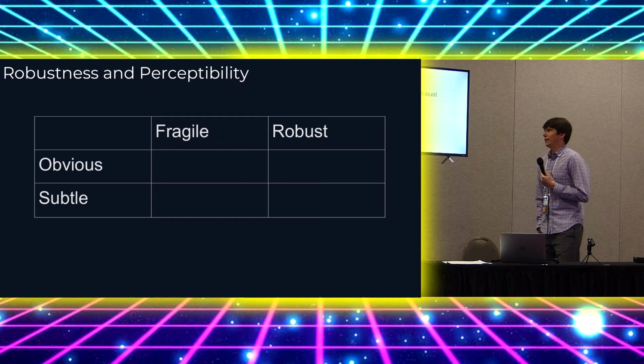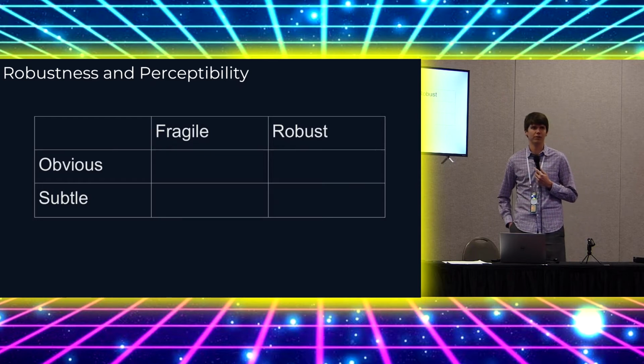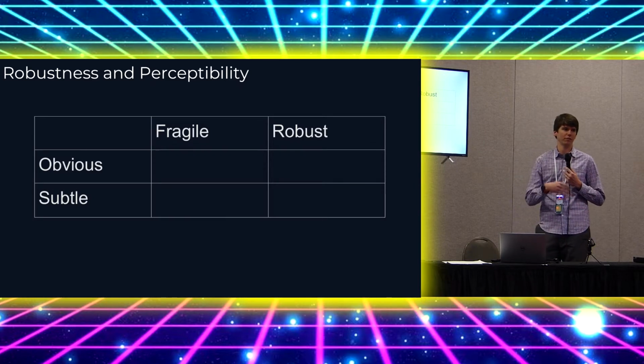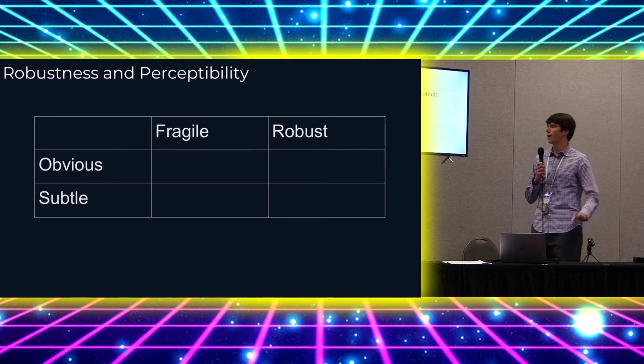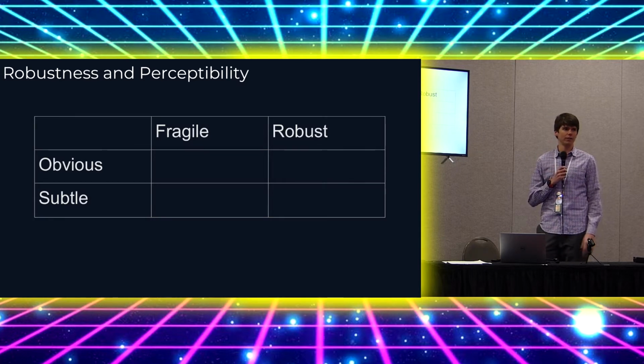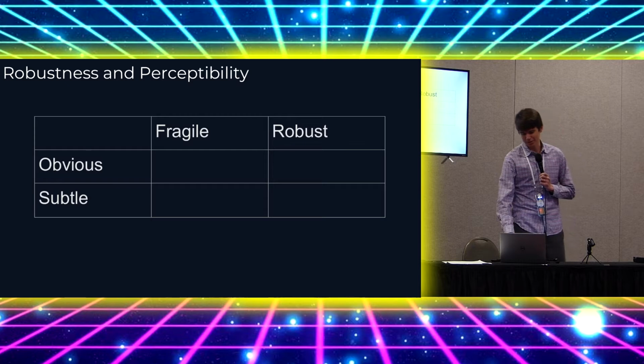Now with steganography, I find it useful to think of the various methods of encoding things along two more axes. One is whether it's fragile or robust. And when I say fragile, I mean fragile with respect to perturbation of the original signal or the cover signal. So if you modify that image or audio, is your covert signal still going to remain intact? And then whether it's obvious or subtle, your secret message.